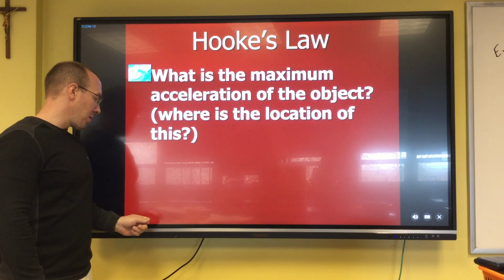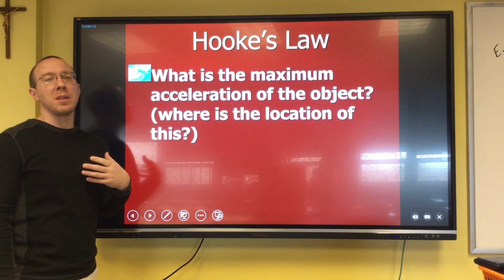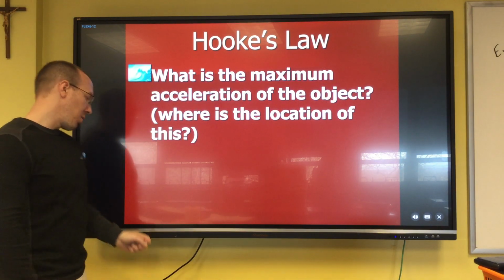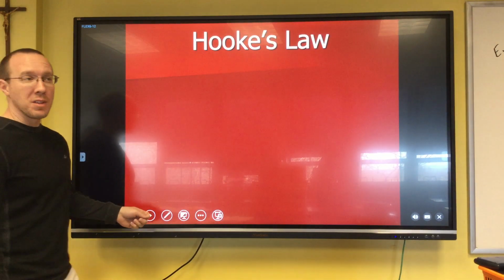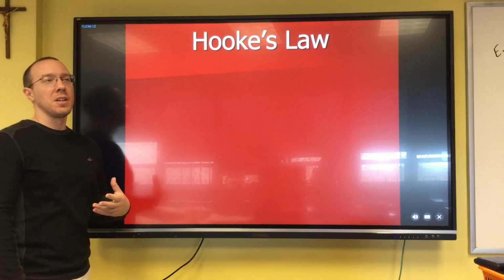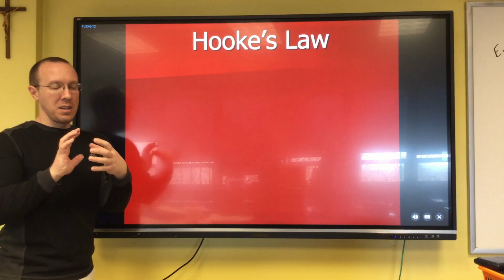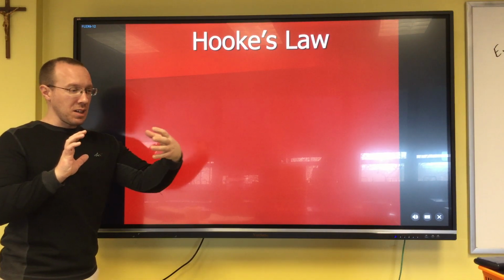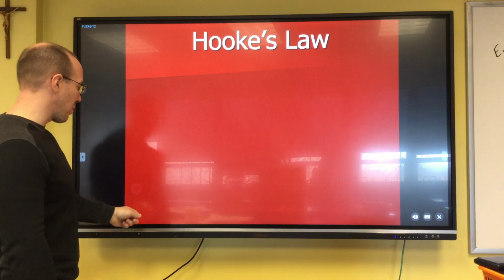What's the maximum acceleration of an object? Maximum acceleration is where there would be the most force. So whenever the spring is compressed or stretched the most, you would have the maximum acceleration. Not necessarily maximum velocity, not at all. Maximum velocity would occur when it's at its relaxed stage. So here's my spring, I push it back, big force here pushing it back, most acceleration here, but moving the fastest when it's at the relaxed point of the spring.